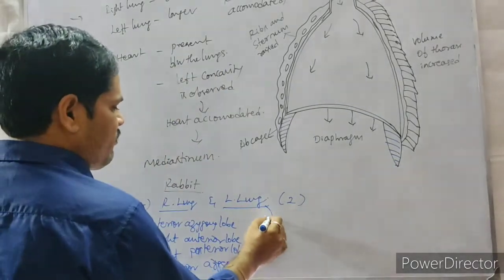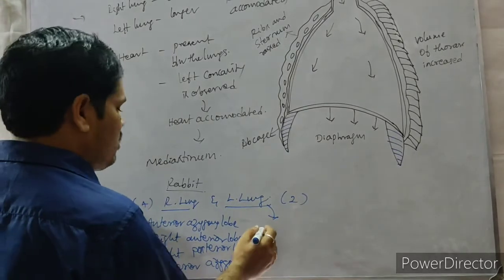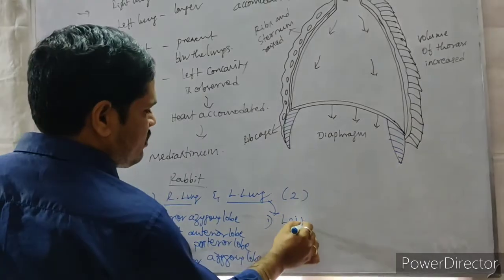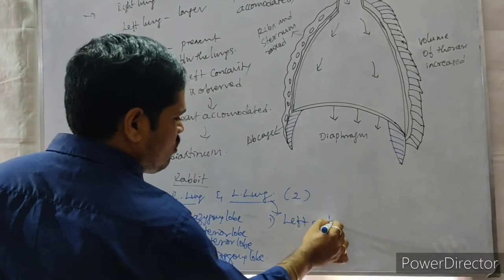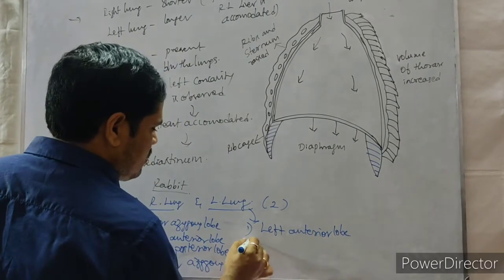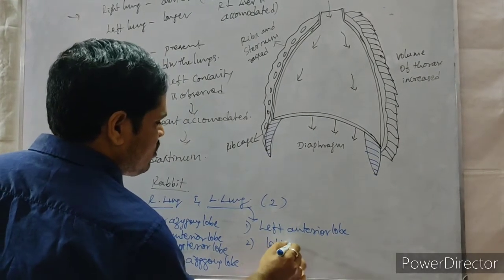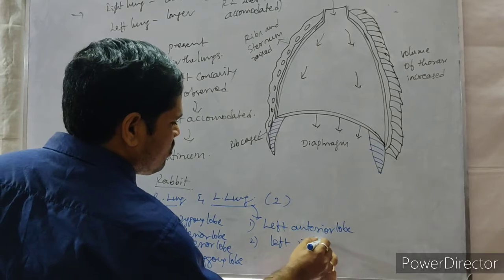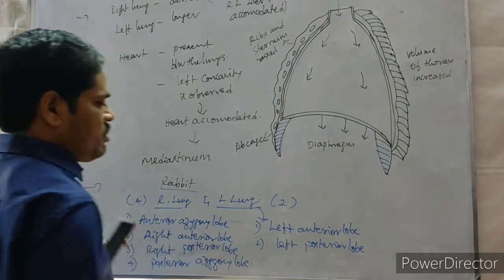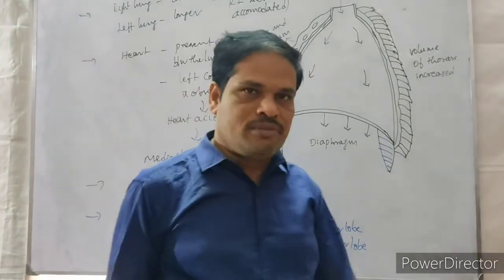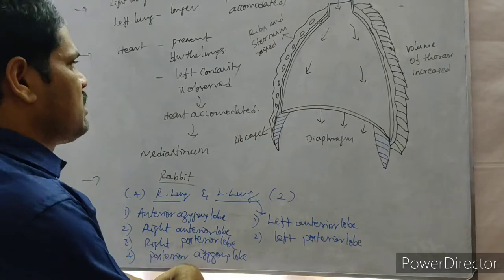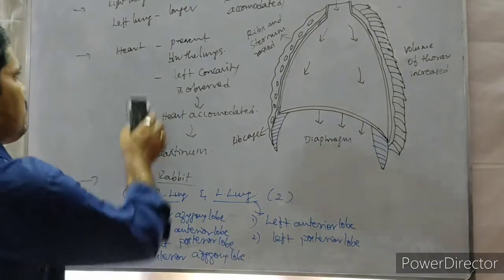What about the left lung? The left lung has 2 lobes only. What are they? The left anterior lobe and the left posterior lobe. These are the 2 lobes we observe in the rabbit. That is the importance of the lungs arranged in the rabbit.